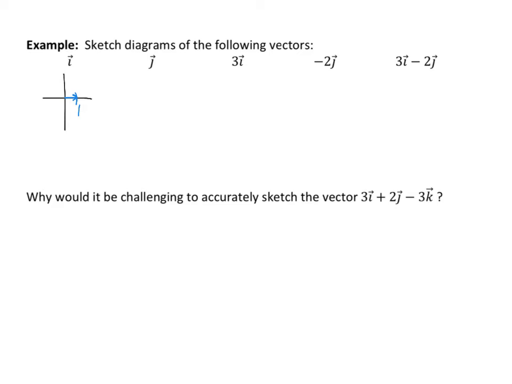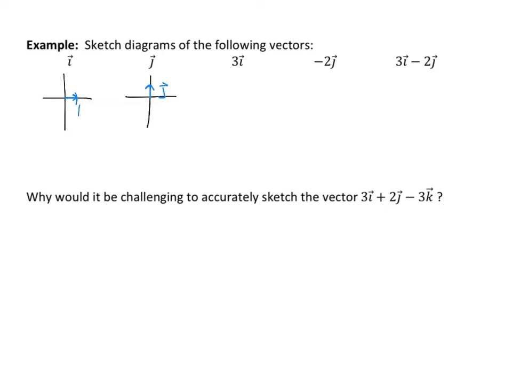It's strictly in the x direction. It's moving horizontally. So there it is. If you're feeling up to it, these shouldn't be super difficult. I'm going to attempt to sketch diagrams of these other ones. So the j vector, same deal. It's 1 unit, but this time it's in the y direction. So this is what j would look like.